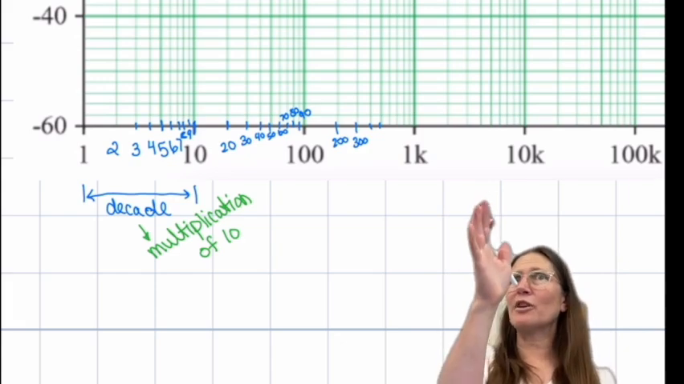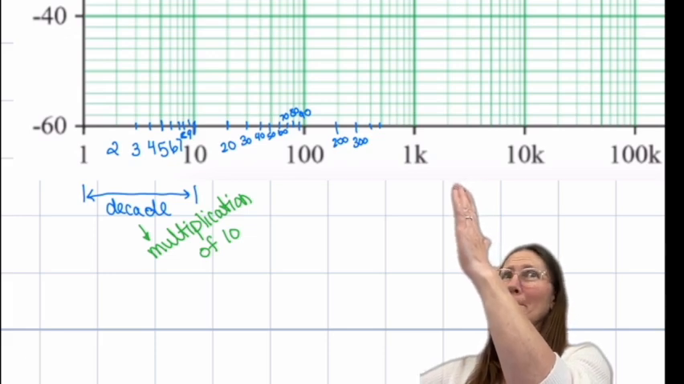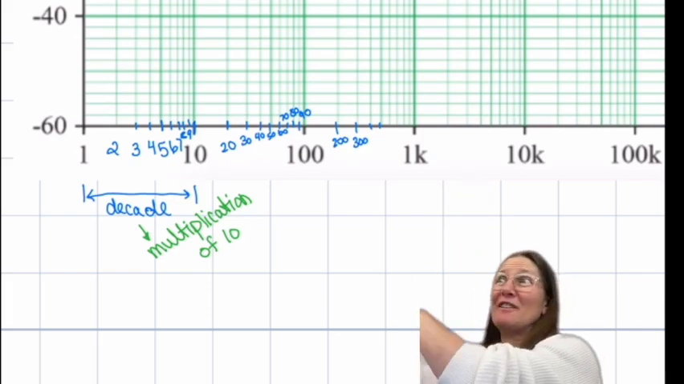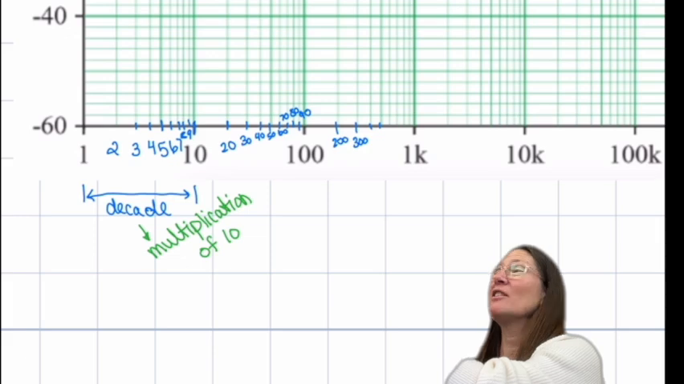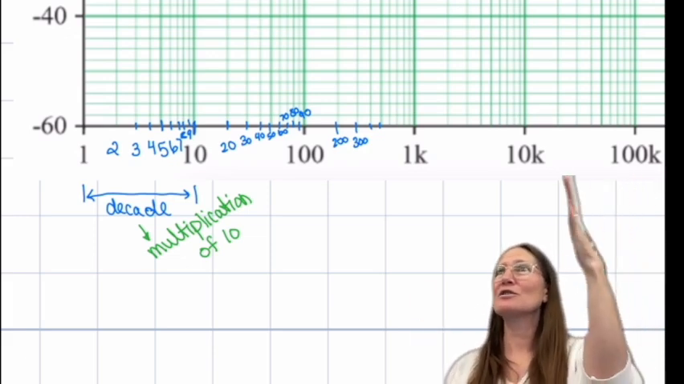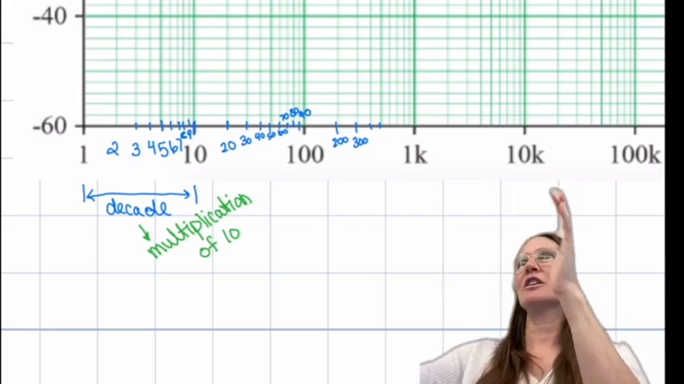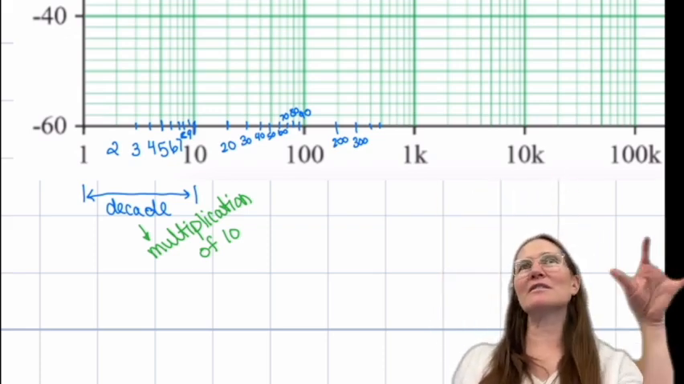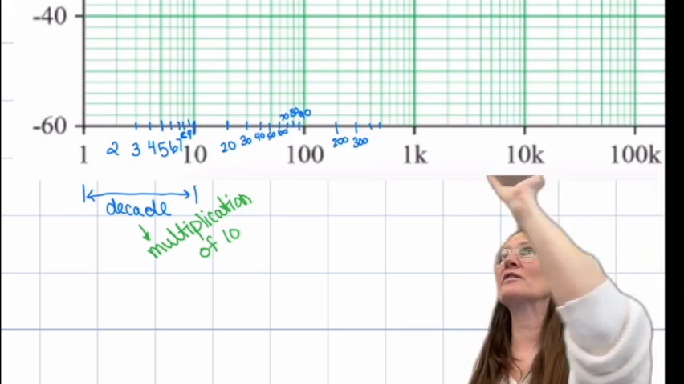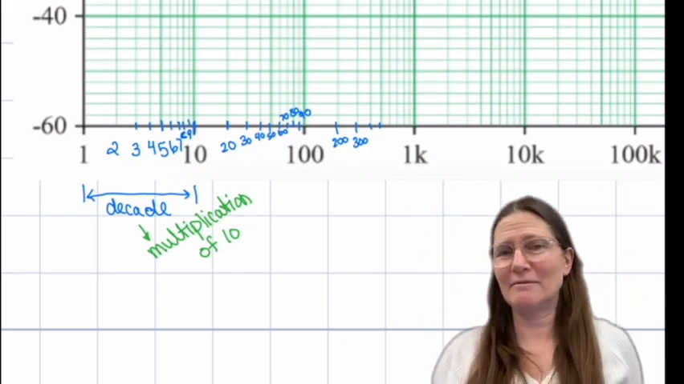If you're starting at 500, your decade after that's going to be what? 5,000, thank you. Decade after 5,000, 50,000. So it just keeps incrementing. If I start at 20, what's the decade after 20? 200. And the reason I'm explaining this is that the way you do it by hand is that you're going to increment things by decades. So that's why we want to know what this decade is.